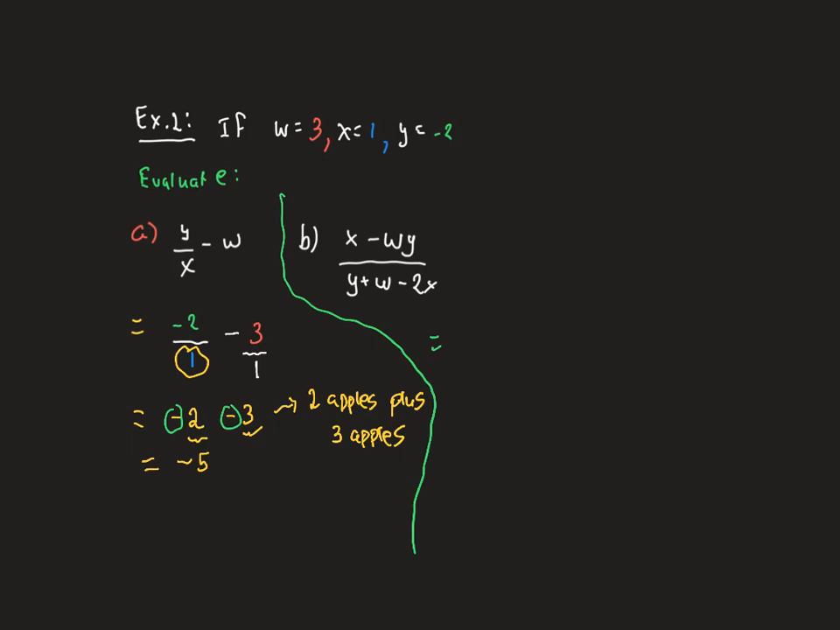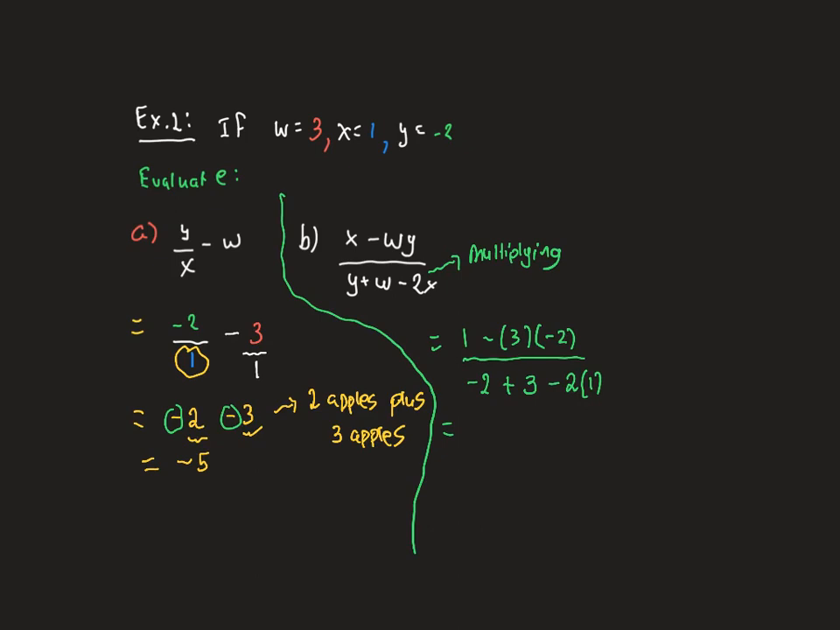So the answer for this one should be, and I'm going to use the same color in this one, just to make it simple here. So x, which should be 1, minus, well, w was 3, and y was -2. Okay, divided by y, which again is a -2, plus w, which is 3, minus 2, multiplied by, remember, if I don't see anything in between, they are multiplying. 2 times whatever my x is, which in this case is 1. Okay, let's apply my BEDMAS.